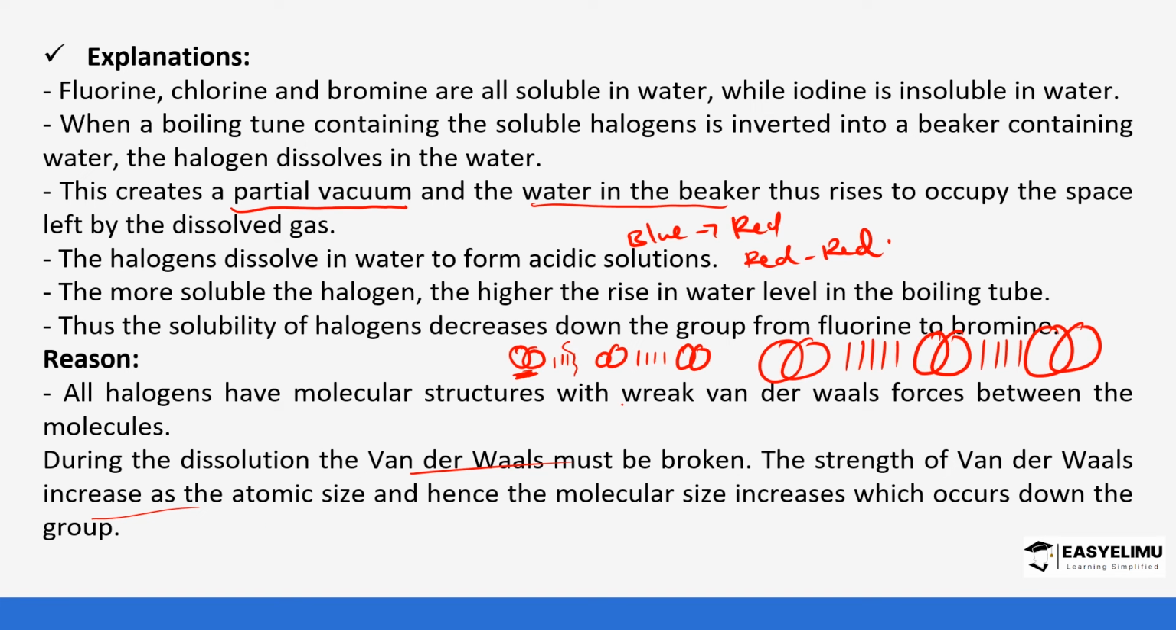So if you look at the diagrammatic representation I've just drawn, the smaller the molecule, the weaker the van der Waals forces. The bigger the molecule, which is as a result of a bigger atom, will have stronger van der Waals forces. You can see these van der Waals forces look large. They're stronger when the molecule is bigger. So that's the reason why fluorine can dissolve in water fast, because these forces can be broken very quickly since they are weak. But for iodine, which is very large, it has very strong van der Waals forces, so the forces cannot be broken as quickly as in fluorine.